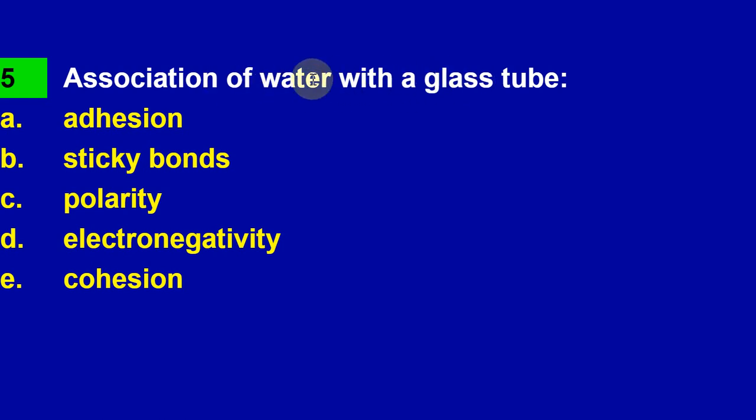Water between glass tube. Electronegativity? No, it's not talking about property of various atoms. Polarity? No. Sticky bonds? What is that? No, it's either adhesion or cohesion. Adhesion is interaction of water with glass. Cohesion would be water between water. So let's go for adhesion. Yep. Next.